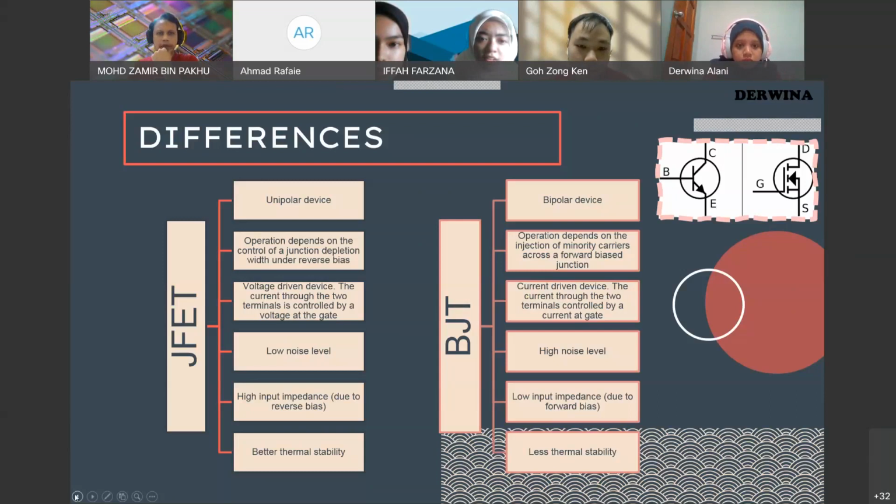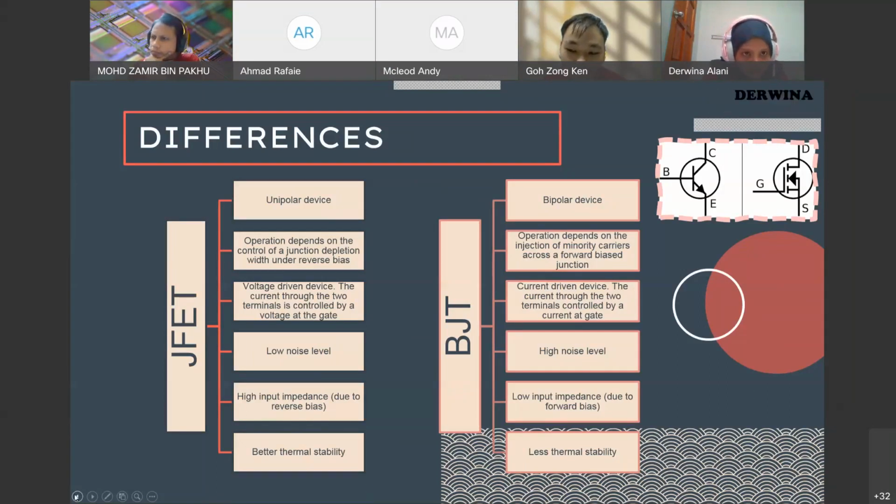Okay, anyone else would like to add on that? Any other questions? I'd like to ask: what happens if the thickness of the depletion layer decreases in magnitude? All right. Sorry, what happens when the thickness of the depletion layer is reduced? Yes, reduced in magnitude. Okay, go ahead.